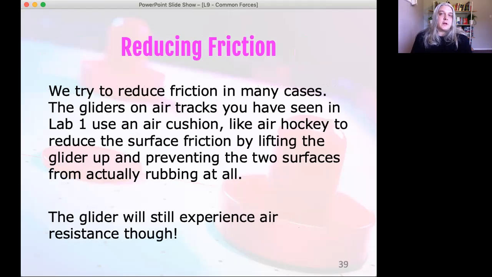In a lot of cases, we're going to try and reduce friction. The gliders on the air tracks that you've seen in Lab 1 use a little air cushion between the glider and the track, like an air hockey table, and that produces an air cushion which lifts the glider off the track. That means the two surfaces aren't actually rubbing together at all, so it doesn't matter how smooth or rough they are, they're not in contact, so we can't get friction from the surfaces rubbing. We can still get air resistance, we can still get drag, but we don't get the surface friction, which is what we're normally talking about with friction.